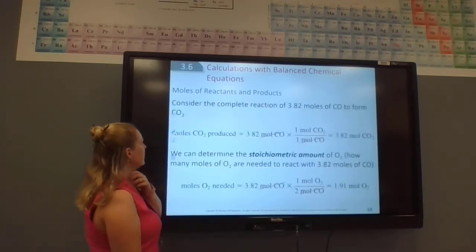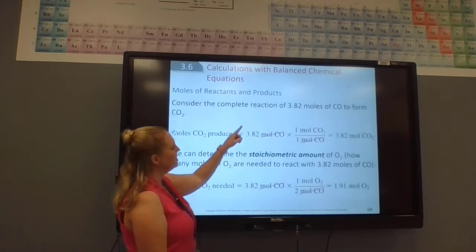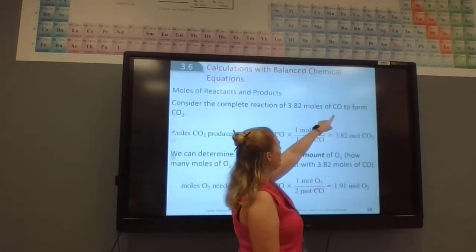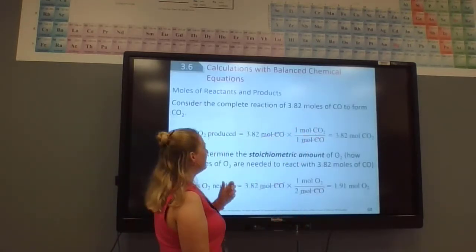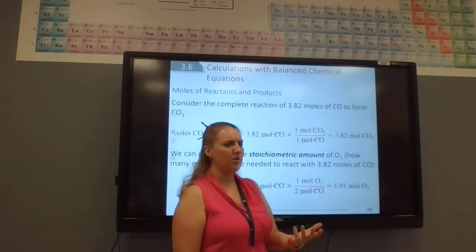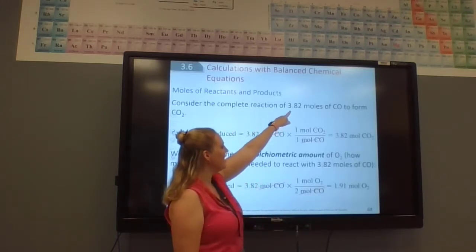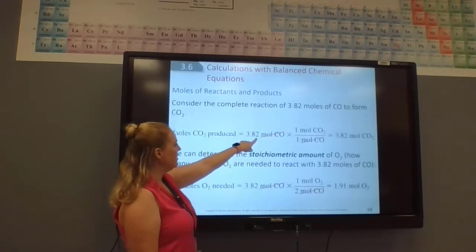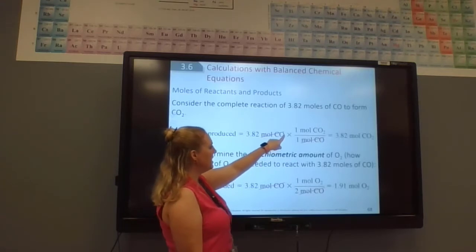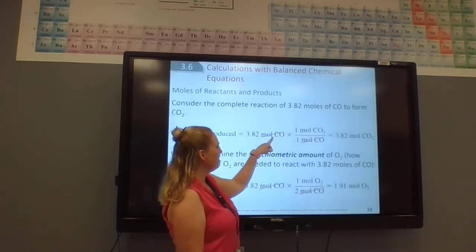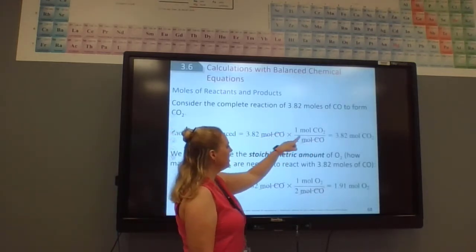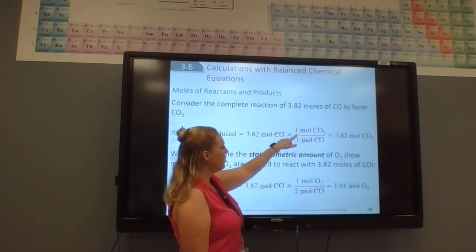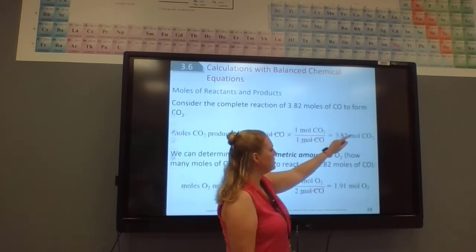So let's try this. Consider the reaction of 3.82 moles of carbon monoxide to form carbon dioxide. So I want to know how much carbon dioxide I can make from 3.82 moles of carbon monoxide. The ratio I would use has carbon monoxide dropping to the bottom so that it will cancel. My ratio was 1 to 1, so I get 3.82 moles of carbon dioxide.